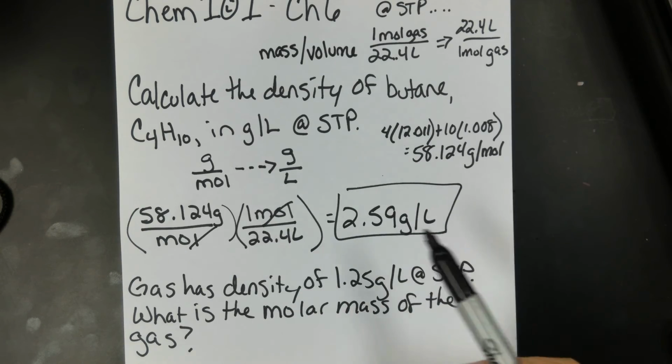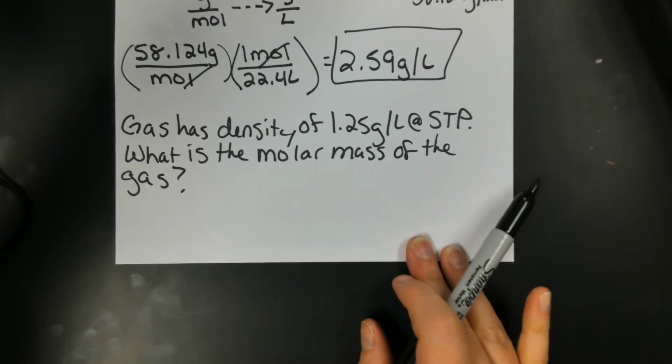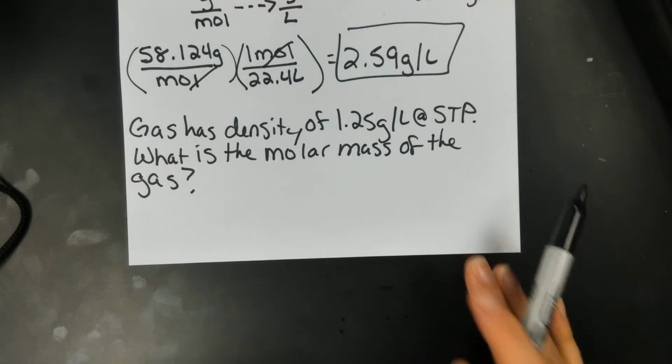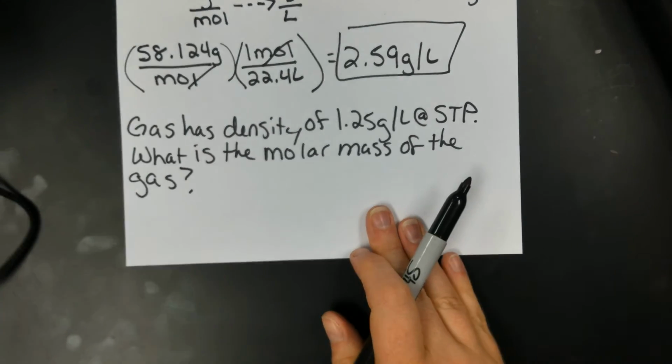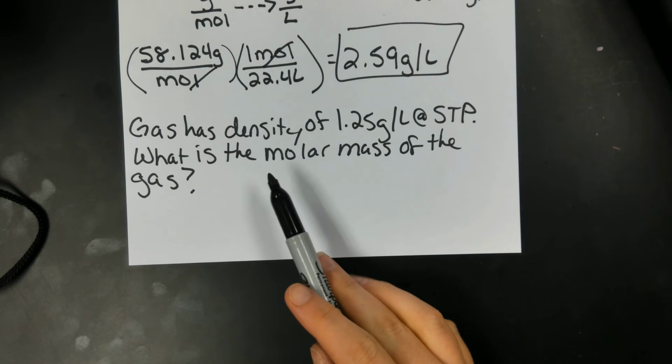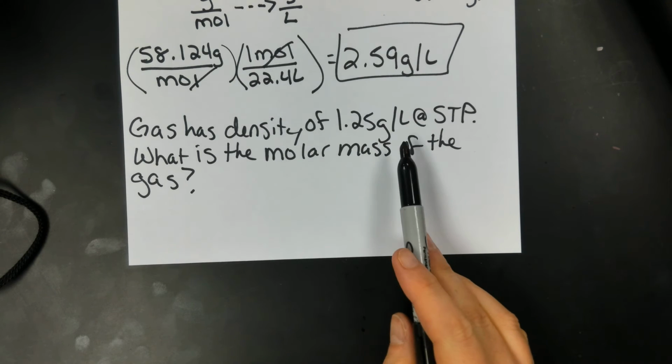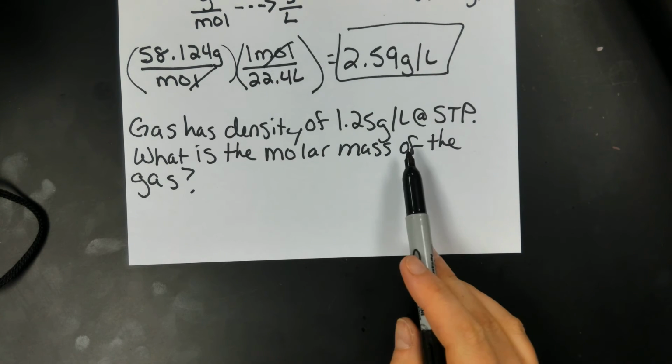This one's a little more direct. Let's do the other sample question that we did in class. It says an unknown gas has a density of 1.25 grams per liter. What is the molar mass?